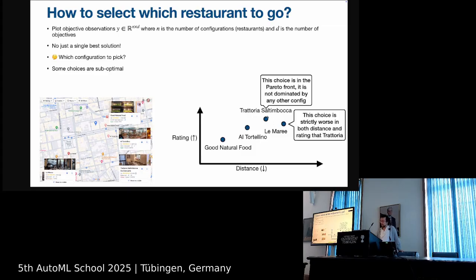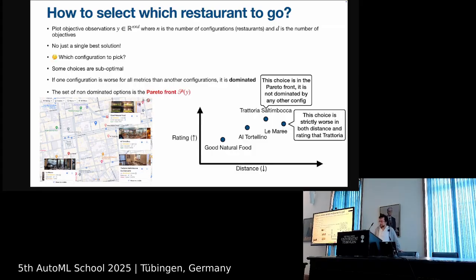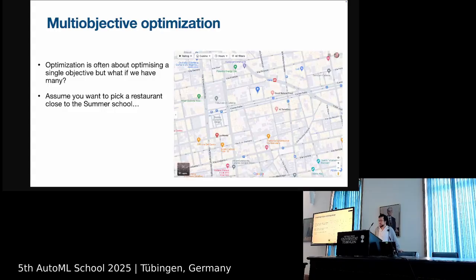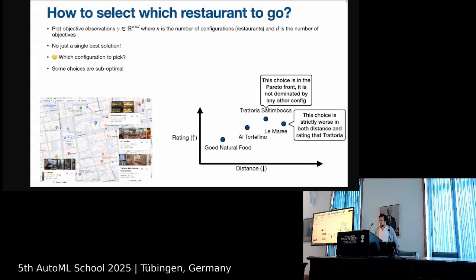In contrast, this restaurant, also this one and this one, are optimal because there is no single restaurant that dominates them, that is better at the two objectives at the same time. We say that if a configuration is worse for all metrics than another one, such as Le Marais, it is dominated. The set of non-dominated options is called the Pareto front. It's put in red here.